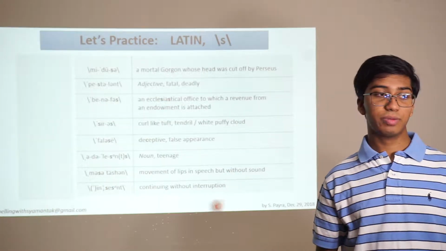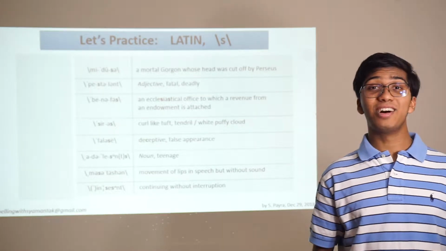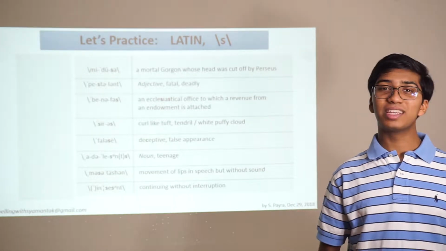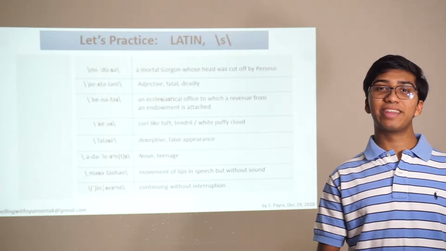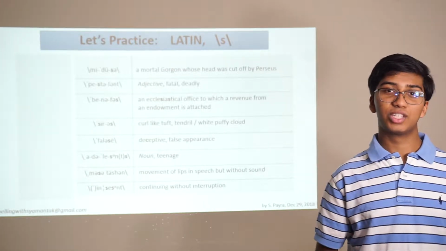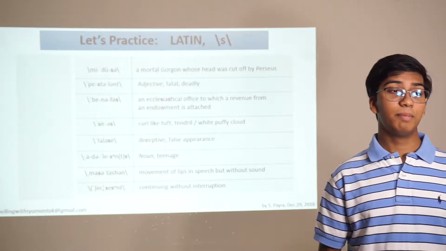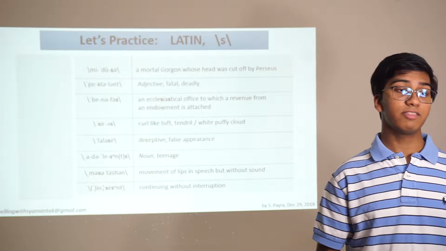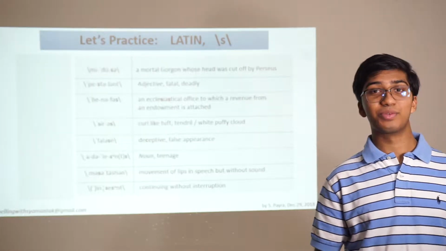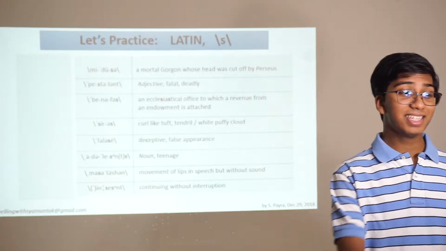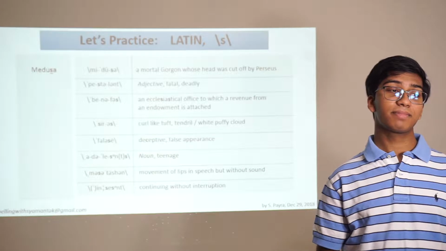Let's practice this a little bit. This is an opportunity for you, viewers, to play along to this video. I'll tell you the pronunciation of the word and what it means, and you can pause the video right there and try to spell it before I show you the actual spelling. Medusa, a mortal gorgon whose head was cut off by Perseus. The word Medusa, pause it right there if you want to give yourself some time to think, is spelled M-E-D-U-S-A.